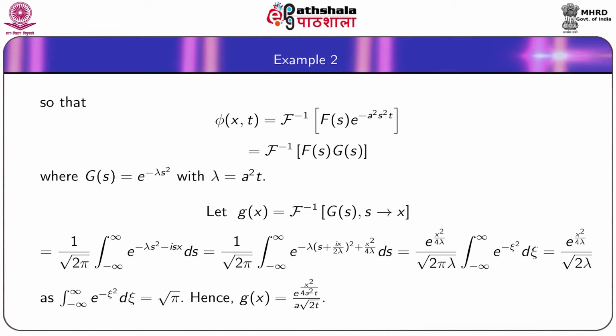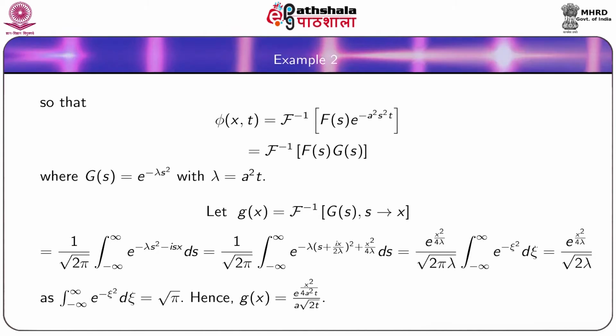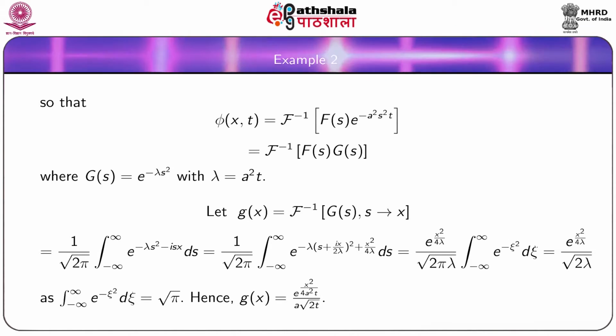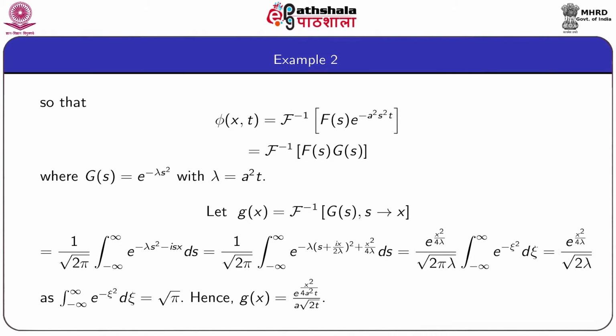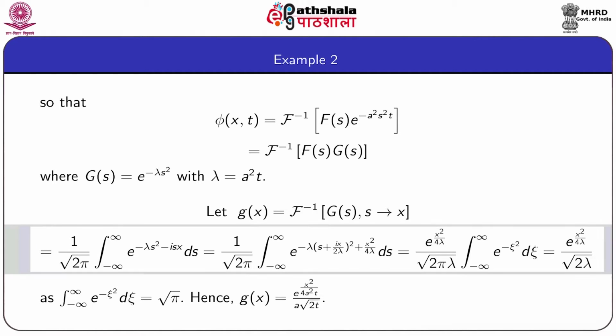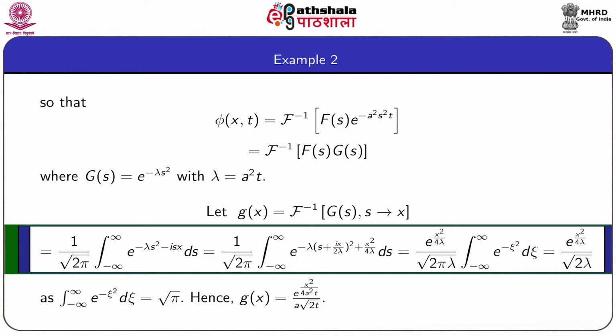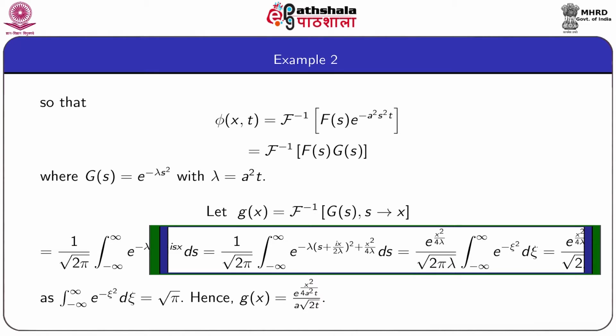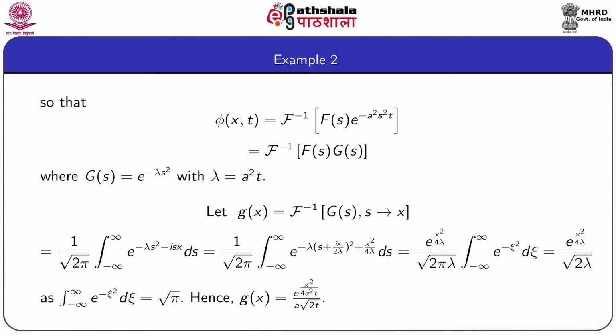Now, let this capital G(s) be the Fourier transform of the function small g(x), so that small g(x) we can write as the Fourier inversion of capital G(s), and that is equal to, after substituting the value of capital G(s), g(x) equal to 1 by root over 2π integral from minus infinity to plus infinity e^(-λs² - isx) ds, which is equal to 1 by root over 2π integral from minus infinity to plus infinity e^(-λ(s + ix/2λ)² + x²/4λ) ds.